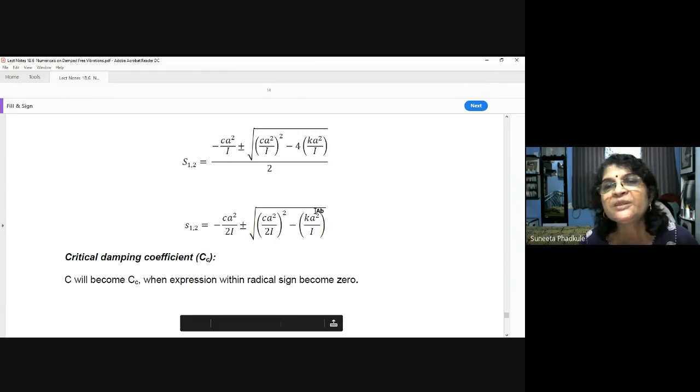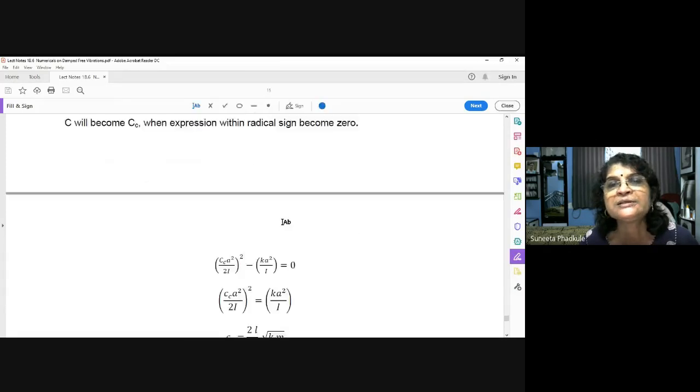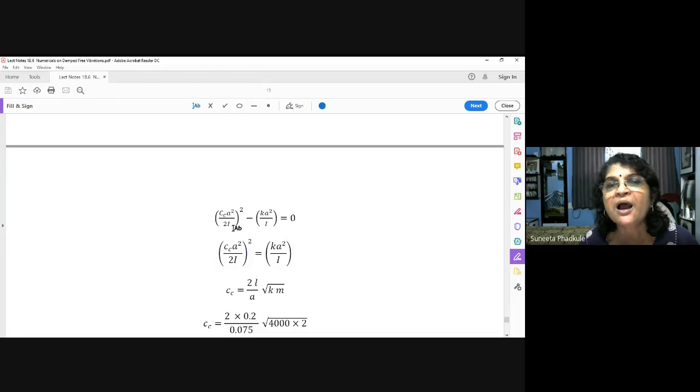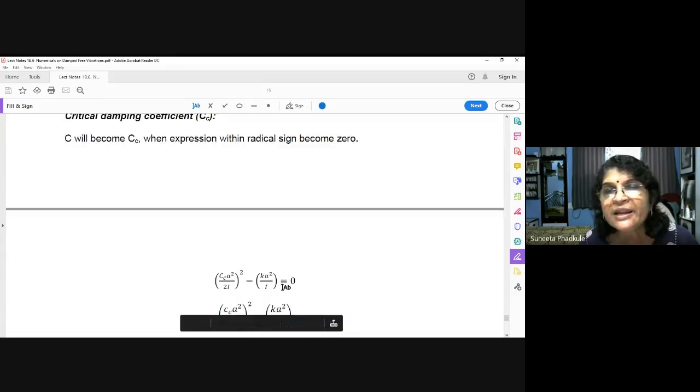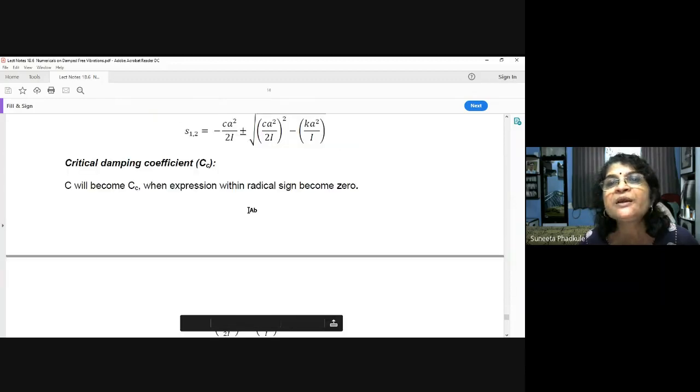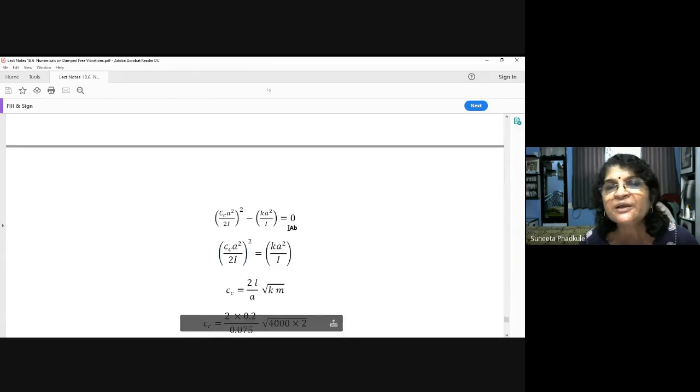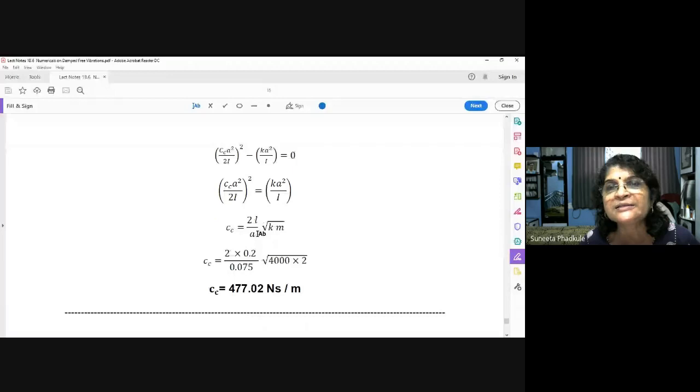That means from this one you can find out the value of Cc by equating it to 0. So Ca square upon twice I square minus Ka square upon I is equal to 0. As I equated it to 0, this C will become Cc. The same expression I have written here and equated to 0. Then the further part is just mathematics. Take this on the right hand side. Then Cc is equal to 2L upon I square root of K upon M. This is not I, this is L.